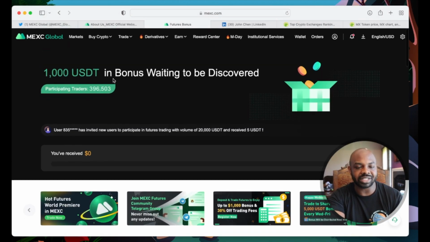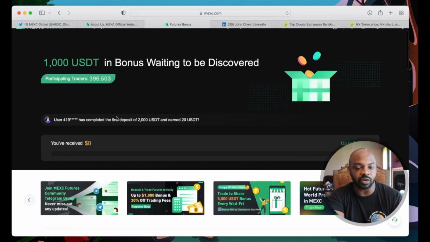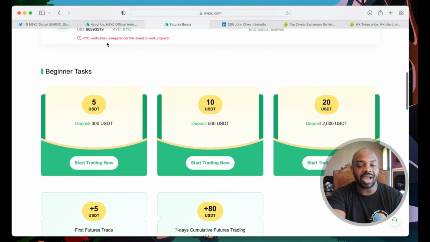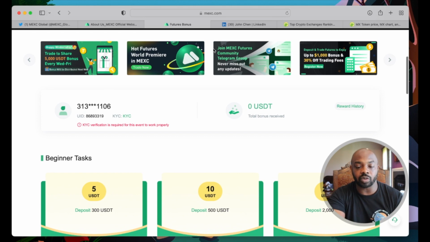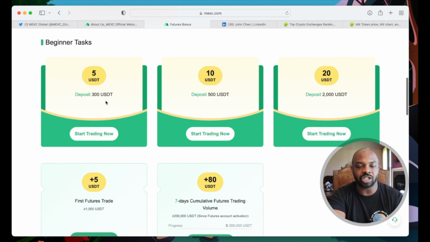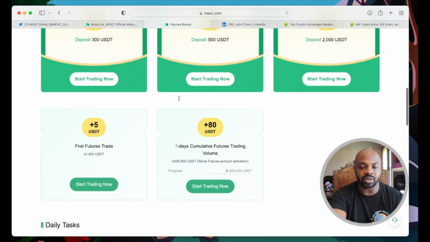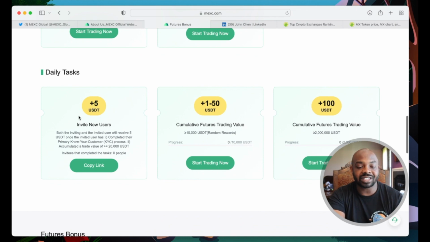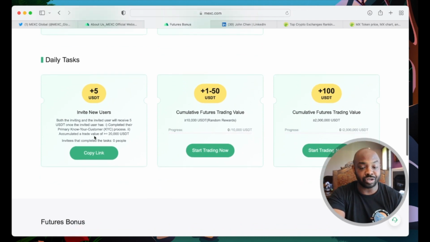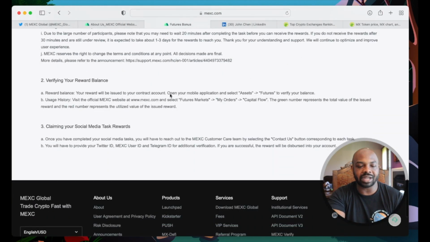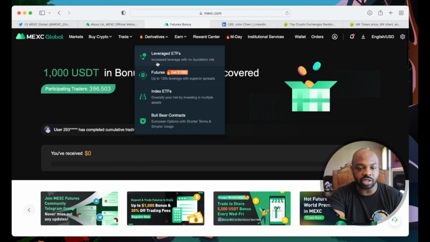And it's a $1,000 USDT bonus waiting to be discovered. So you have over 300,000 people participated in it. And you don't have to KYC verify to get started with the platform. But if you do KYC, you get more options. So you deposit $300, you get $5 free. Then you do $500, you get $10, $20. Then they have more options when you do some trading, daily tasks. You invite somebody, you're going to get a bonus. So make sure you sign up with that link. Get me a hot $5 for my time. And they break down exactly how that works. So that's good to see.